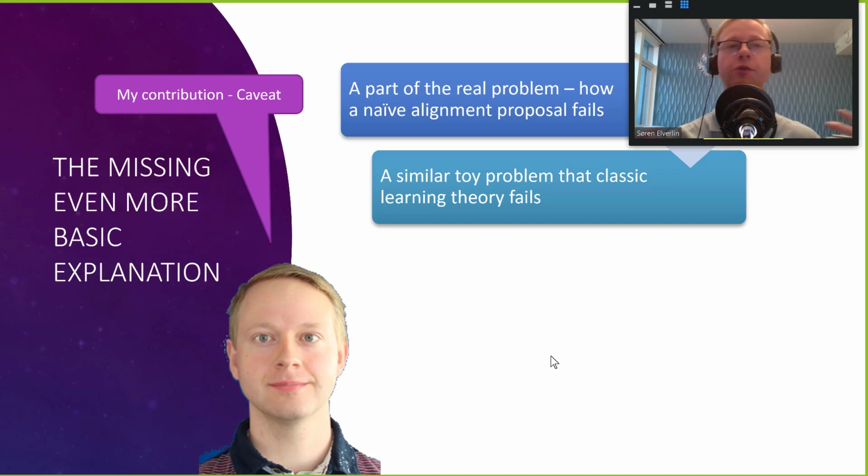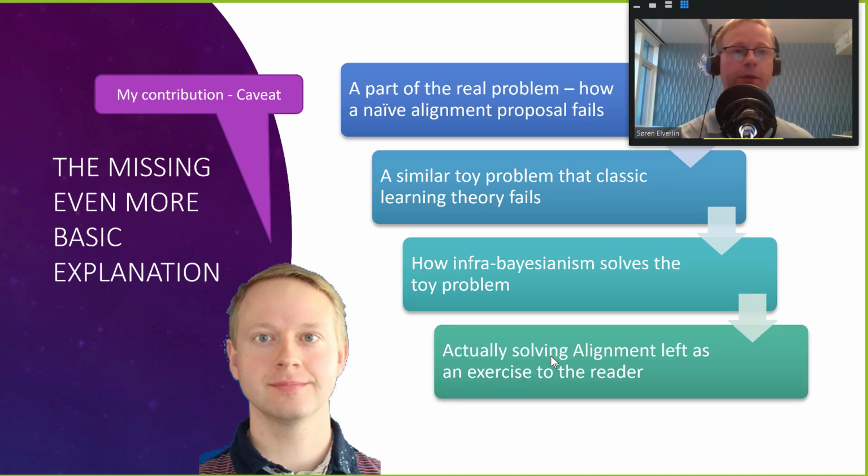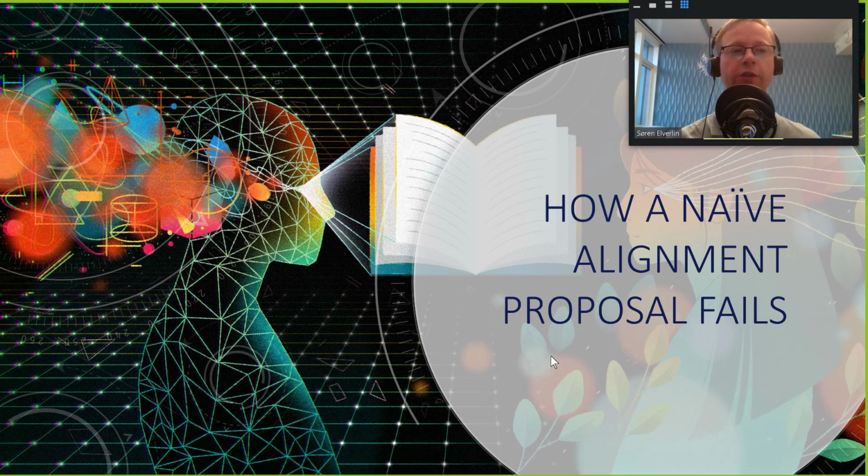After talking about the real problem, we will discuss David Matolcsi's toy problem and see how classical learning theory fails to solve this, and see how Infra Bayesianism in fact solves this toy problem. And then of course, if you want to actually solve the alignment problem, you need to get one step further, and that is a rather big task that isn't really explored very much in this document. So first, let's try a really naive alignment proposal and see how it fails, that is, how the AI can fail to understand the values of the human.